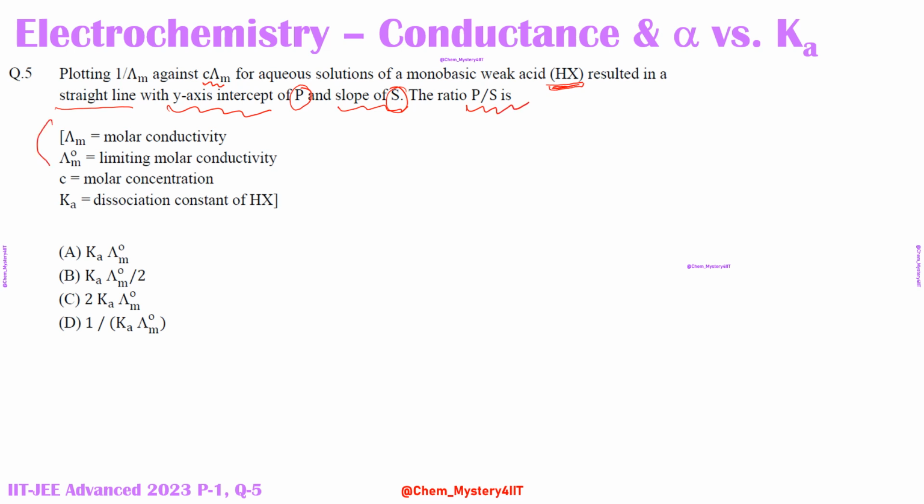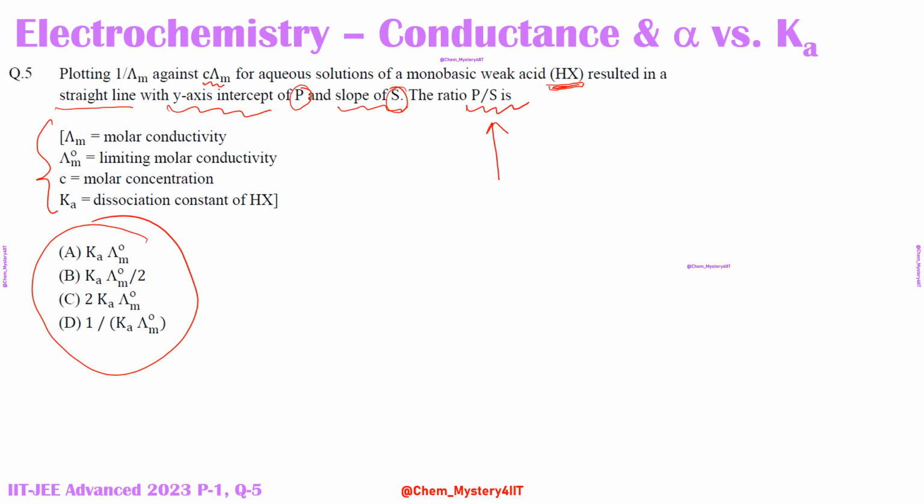These are the terms which are explained: lambda m, molar conductance; lambda naught m, limiting molar conductance; C is the molar concentration, that's molarity; and K is the dissociation constant of the weak monobasic acid, which is HX, for example, acetic acid. So what this P by S is going to be, these were the options available.